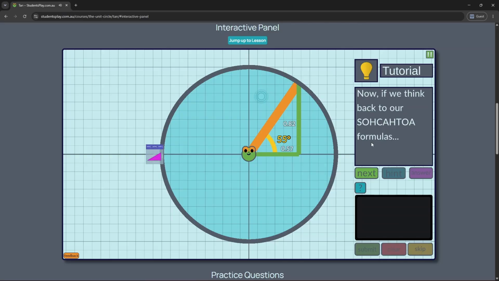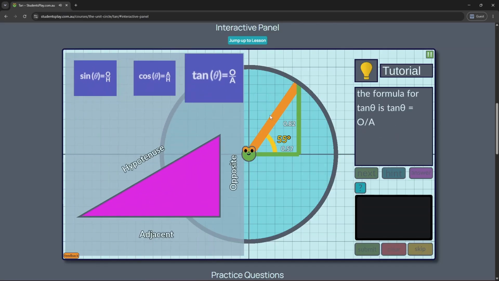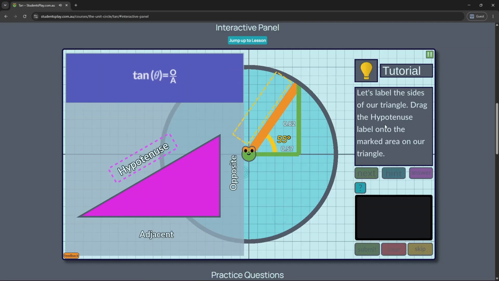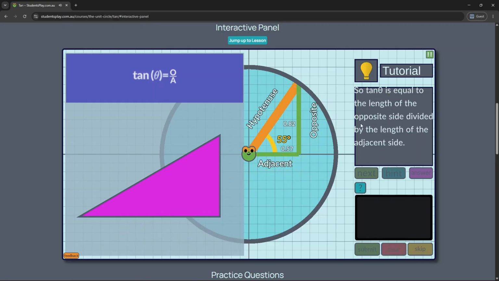Now, if we think back to our SOH-CAH-TOA formulas, the formula for tan theta is tan theta equals O over A. Let's label the sides of our triangle. Drag the hypotenuse label onto the marked area on our triangle. Okay, it goes there. Now drag the opposite label over. Let's go there. And the adjacent label goes there. So tan theta is equal to the length of the opposite side divided by the length of the adjacent side.